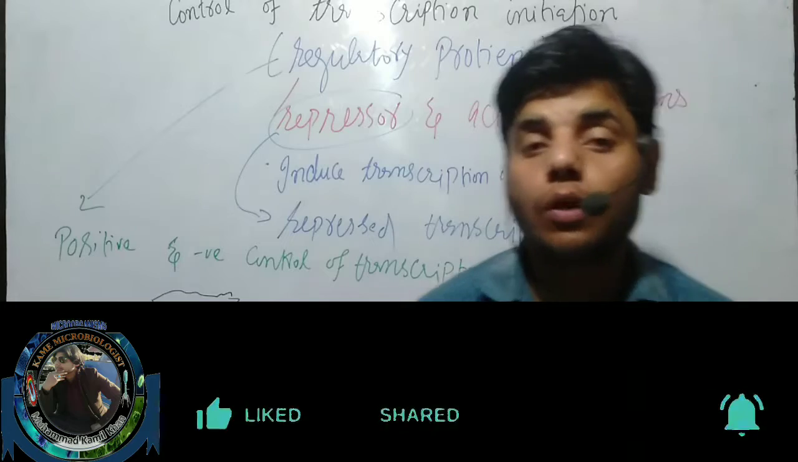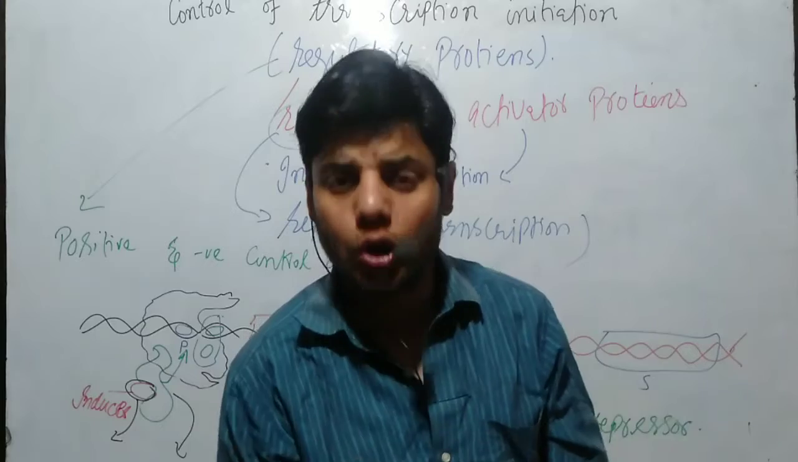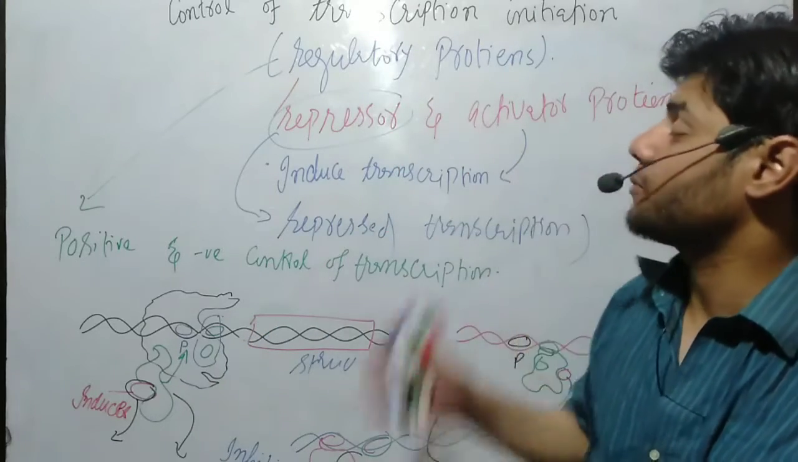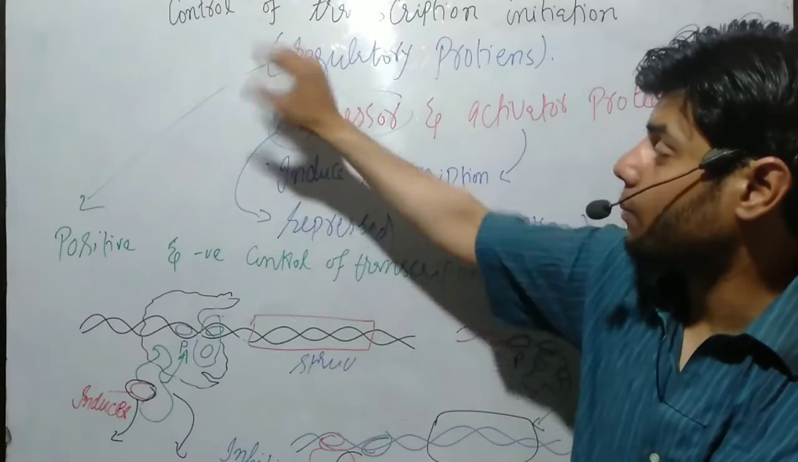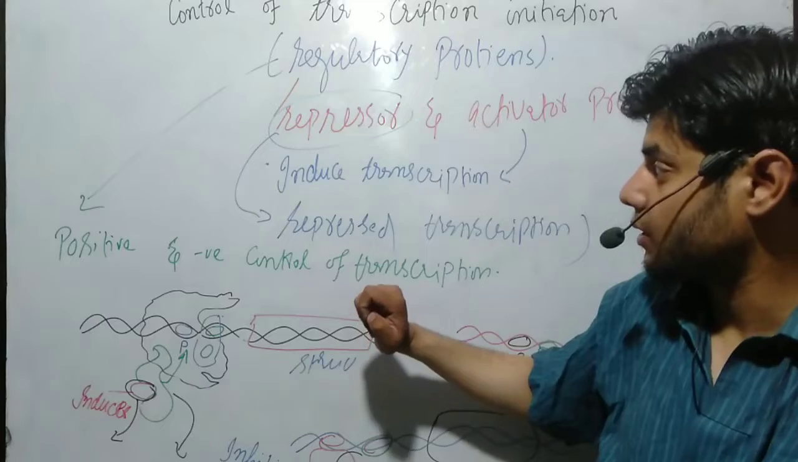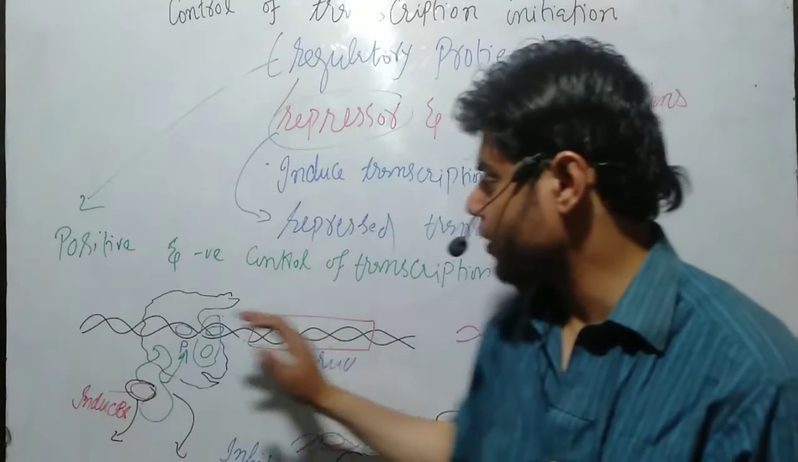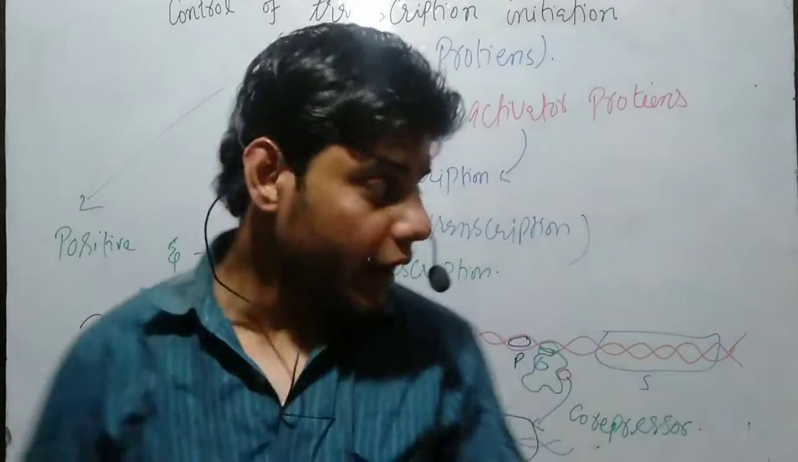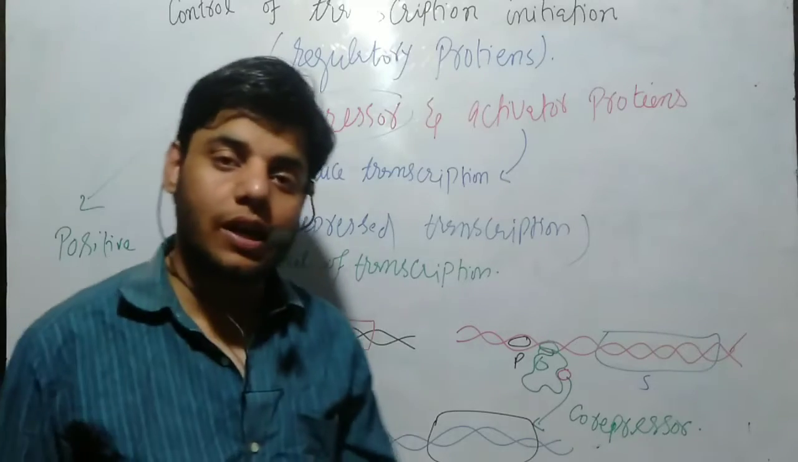Today in this video lecture, we are going to talk about the concept of operon. In the previous video lecture, we talked about the control of transcription initiation. We talked about how transcription is controlled by regulatory proteins. We talked about the repressor, the activator, and positive and negative control. We also explained that process through a diagram. If you missed this video lecture, go back to my channel and watch it.